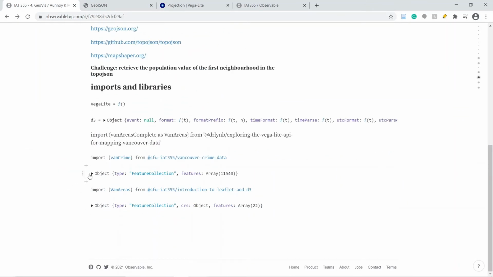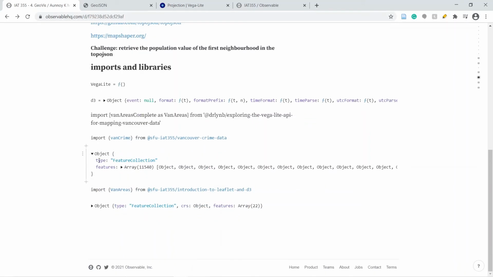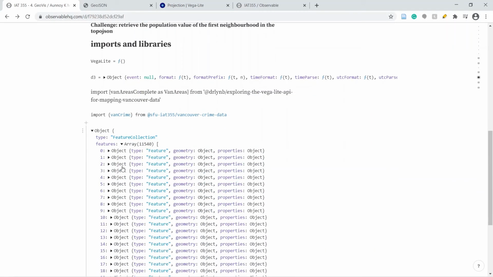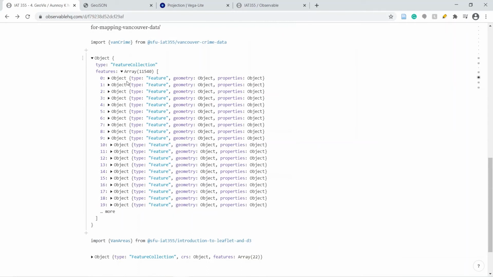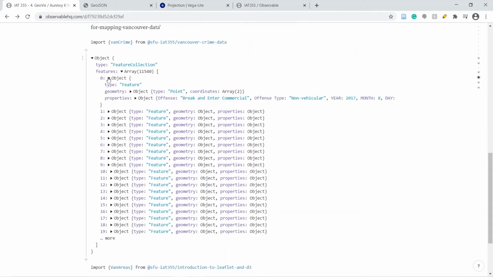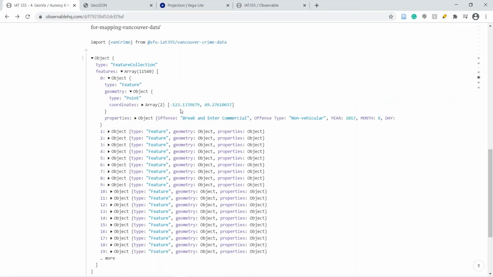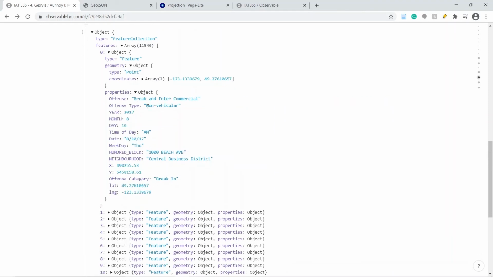This would be the Vancouver Crimes, which is of type feature collection, and if you look into the features, every feature is an object of type feature with a geometry which has the longitude and latitude and some additional properties describing what type of crime it is, the picture, and other sorts of data.